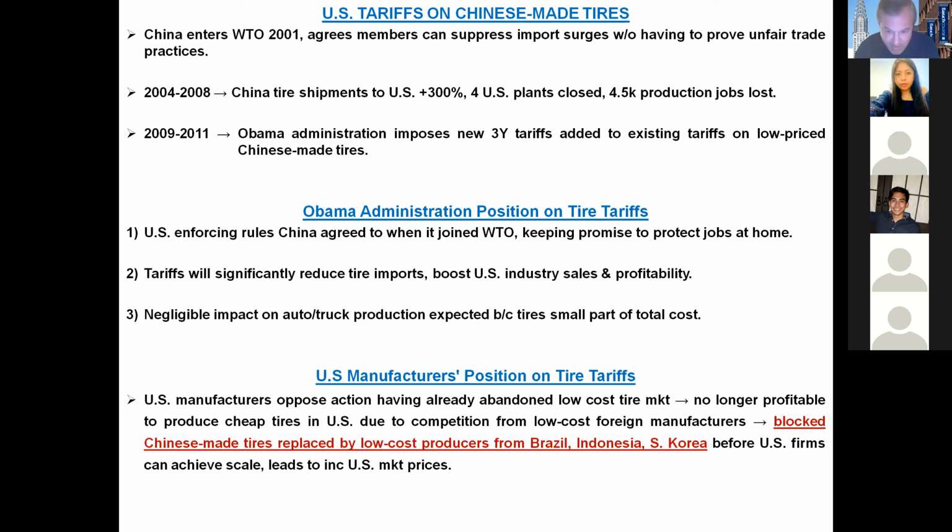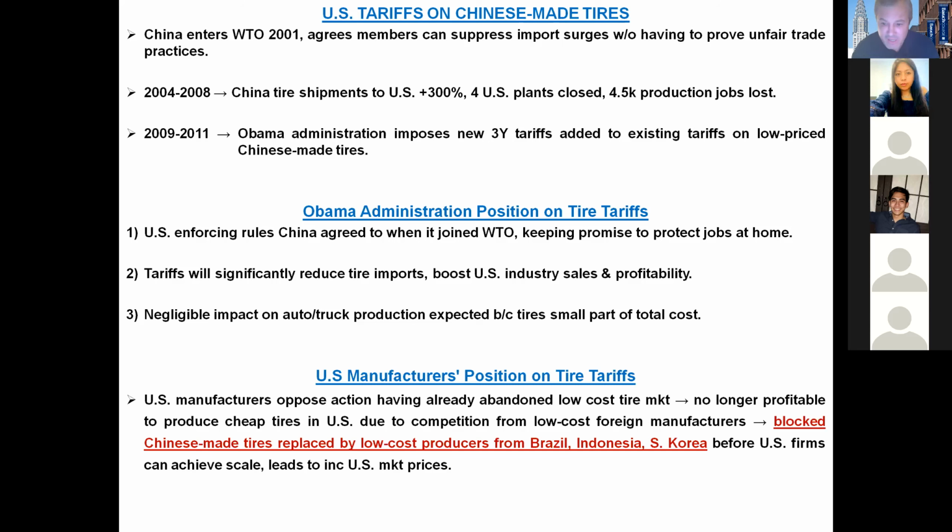The position of US manufacturers, however, was different. They had long since abandoned the low-cost tire market, and they were no longer profitable enough to compete with China, right? They were no longer competing with low-cost tire manufacturers from around the world, and any low-priced tires that were prevented from coming into the United States because of the tariffs were replaced by other low-priced tires from where?